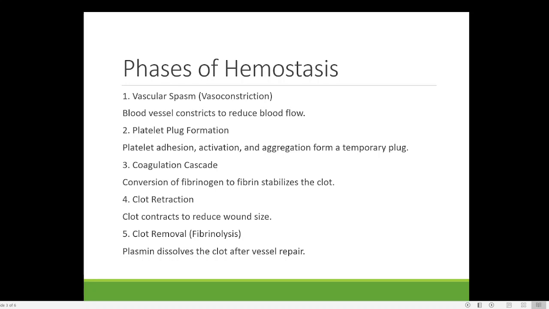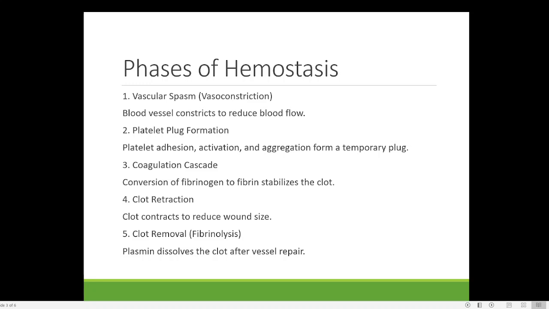Vaso means a blood vessel. Constriction means contraction of the blood vessel, so that very little blood will be moving to the tip of the finger. By this process of vasoconstriction, the body can significantly prevent the loss of blood. That is, if 10 ml of blood is coming out, by this process the body can reduce it to maybe 2 ml. So that is the advantage of vasoconstriction. The blood vessel constricts to reduce blood flow.